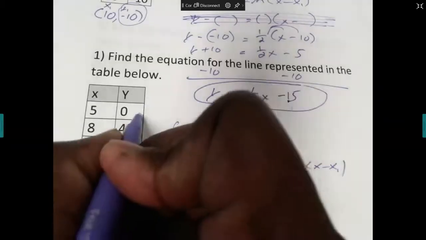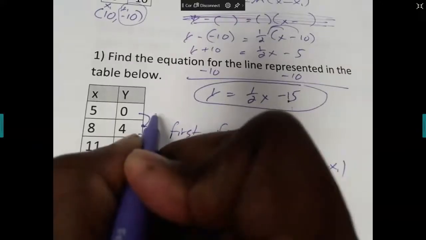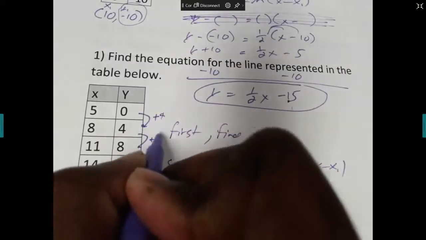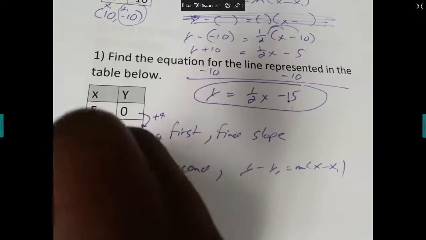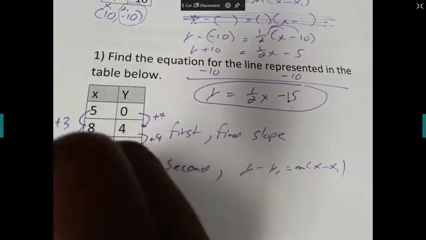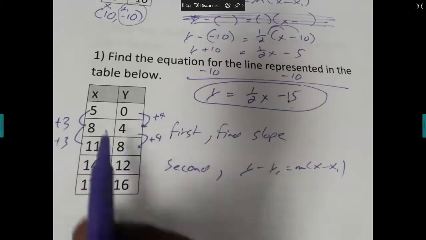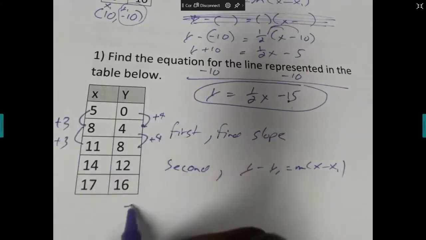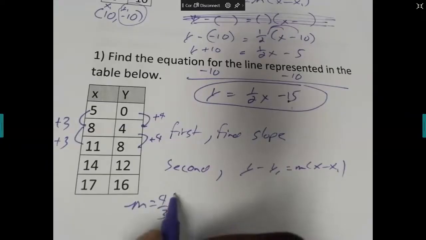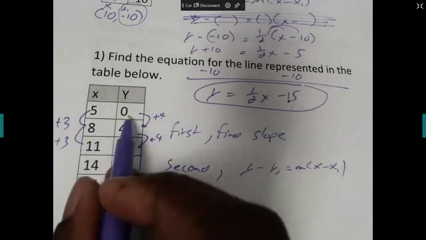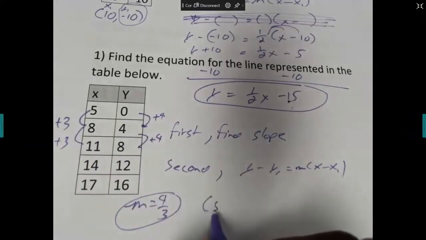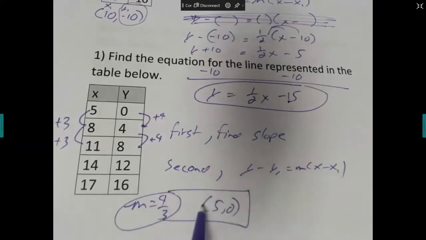To find my slope, I'm going to decide how much it is increasing. So you're going up 4, down 3. Actually, it's up 3, up 3. So my slope is 4 over 3. Rise over run is 4 over 3. I'm going to choose the first one as my point. So 5, 0 is my coordinate. So I got a point and I got a slope. So I can write the equation for this line.